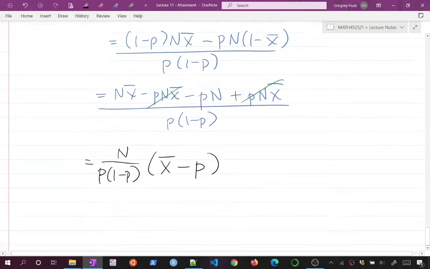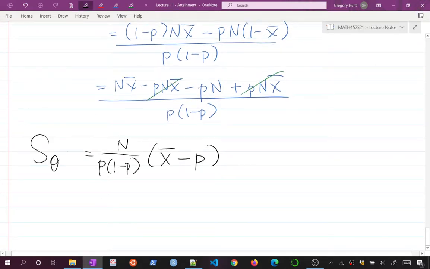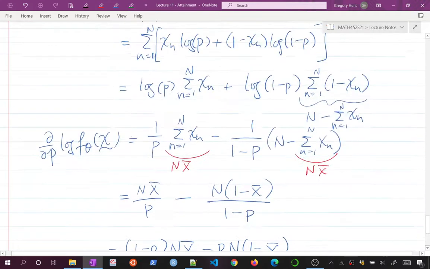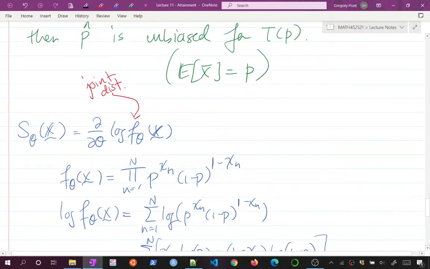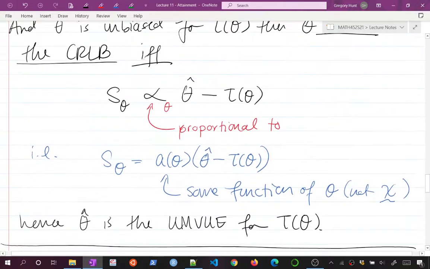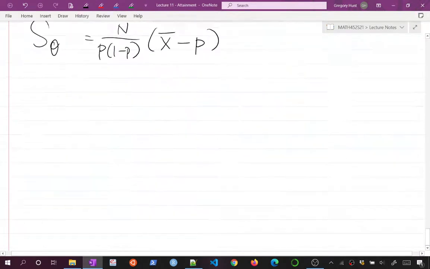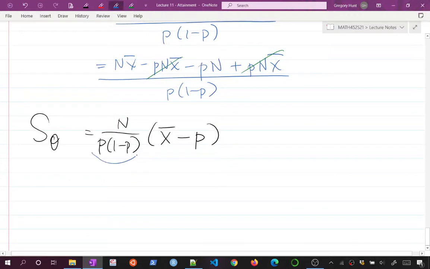Why did I write it that way? What were we actually calculating at the end of the day? We were calculating the score, s theta, right? If we scroll back up, that's what we were calculating. And the theorem says we want to write the score as some function involving the unknown parameter times the estimator minus whatever the mean of the estimator is. And so what I've done here is this is what I was calling a of theta. And then we get theta hat, oh boy, let's call it a of p, and then we get p hat minus tau of p.